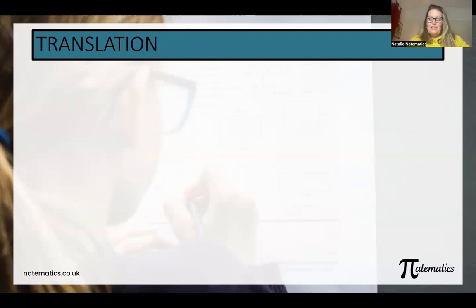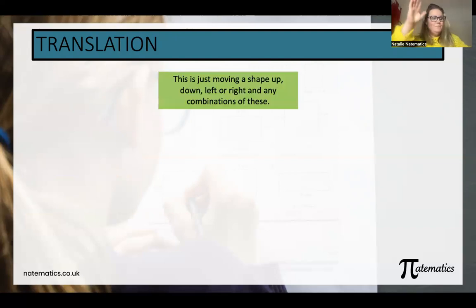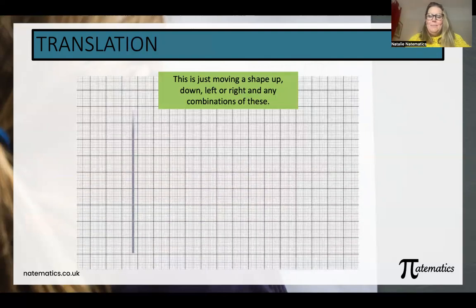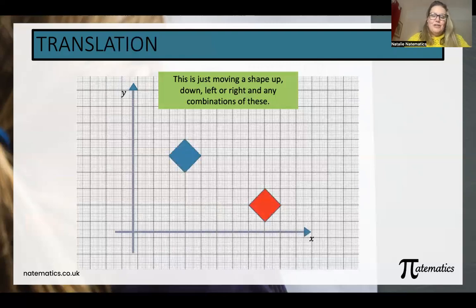So a translation is where we just move a shape up or down, left or right, or any of those sort of combinations. So it doesn't get bigger or smaller. It doesn't rotate. It's not a reflection. So literally, it's almost like you've taken it and moved it up or down.